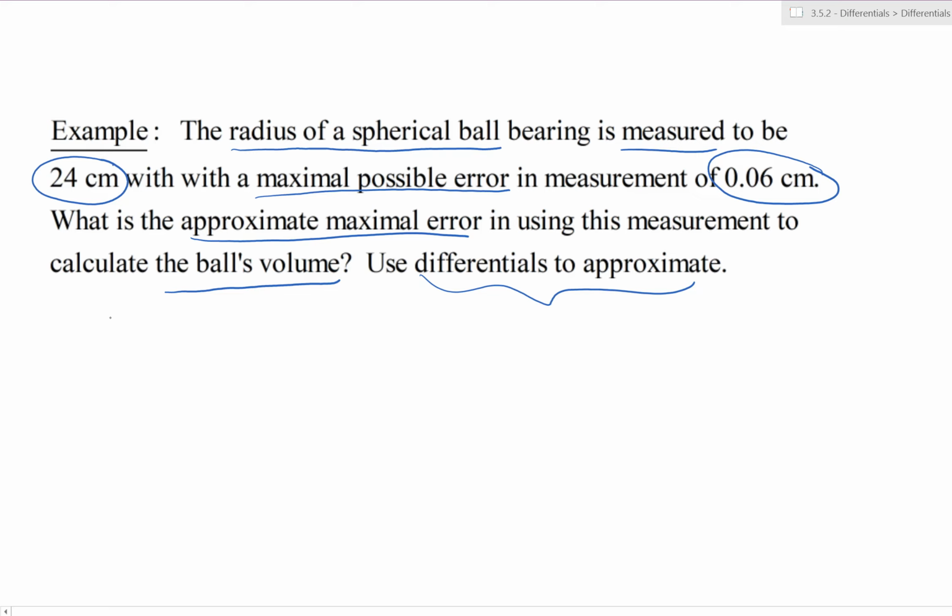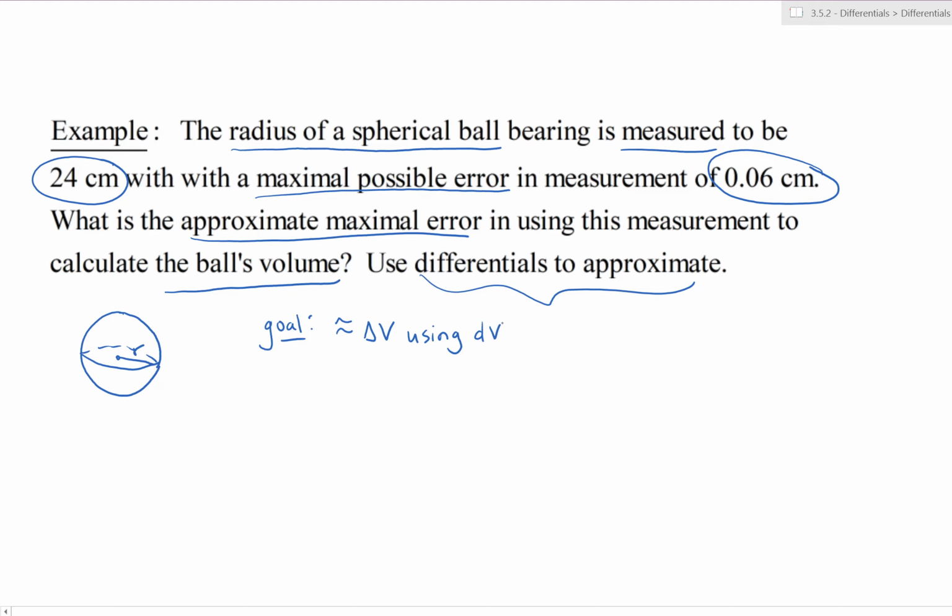So you have some spherical ball bearing like so, and here's the radius of that spherical ball bearing. Somehow we measured that spherical ball bearing's radius to be 24 centimeters, and we know there's a maximum possible error associated with this measurement of 0.06 centimeters. So our goal in this situation, which is similar to the last one, but a little bit different, is to approximate the change in the volume, say V for volume, once again using our differential dV.